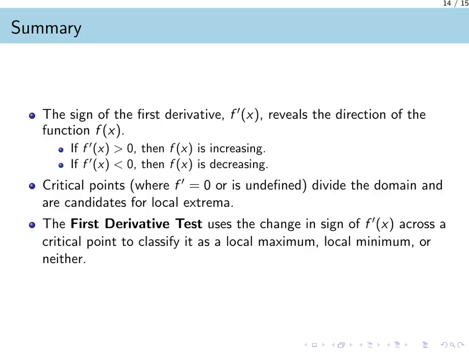The first derivative test is our tool for classifying these points. By checking how the sign of the derivative changes as we cross a critical point, we can determine if it is a local maximum, a local minimum, or neither. For instance, if the derivative changes from positive to negative, the function went from increasing to decreasing, forming a local maximum like the peak of a hill. So the first derivative provides a complete roadmap to find and classify the peaks and valleys of a function.